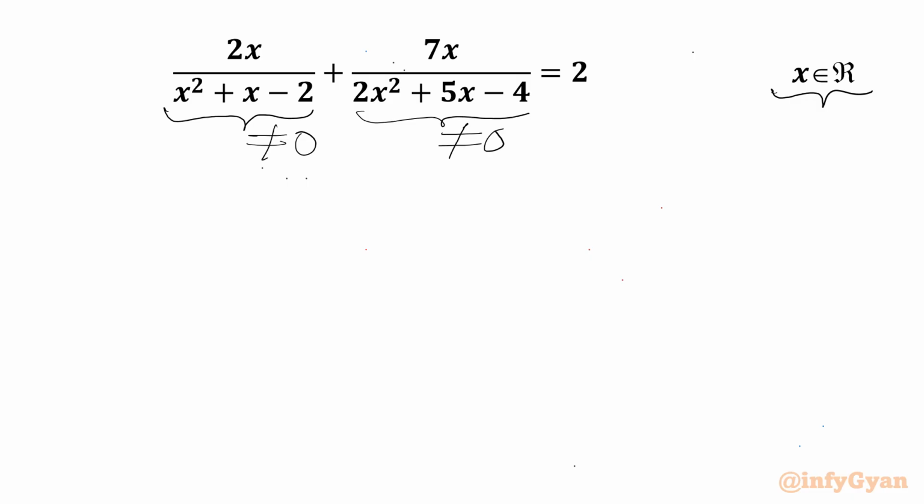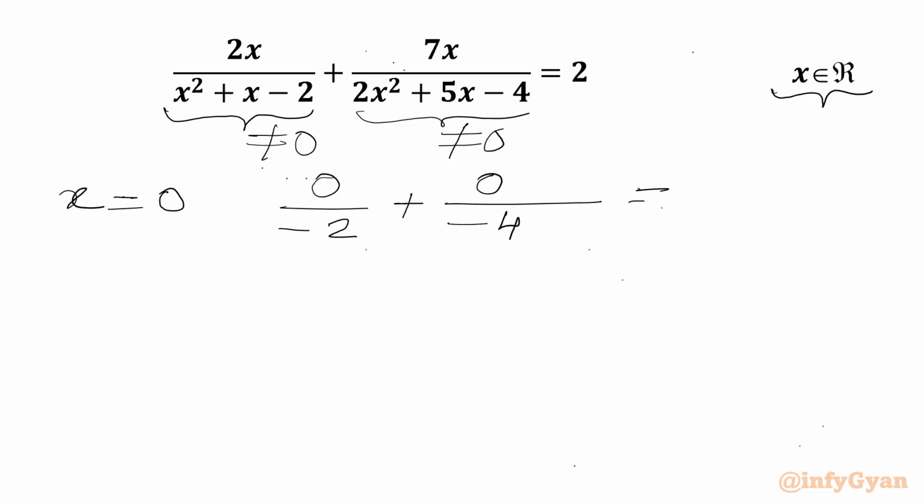And I will check our equation at x equal to 0. So 2 times 0 will be 0 over 0 plus 0 minus 2, plus 7 times 0 is 0 over 0 plus 0 minus 4. So 0 plus 0, is it equal to 2? No, it is not. So our conclusion will be x cannot be 0.